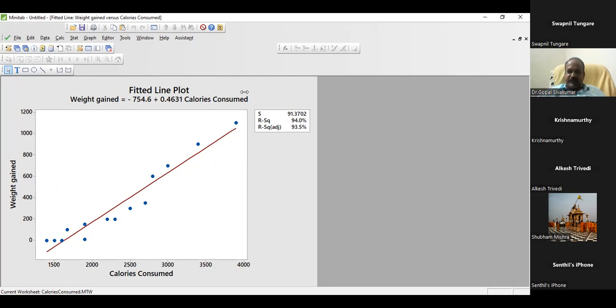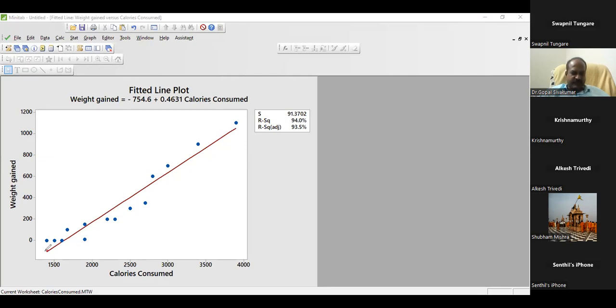Okay. Then what is this minus 754.6? That is a constant term in your regression equation. That is called y-intercept. It means if I extend my line towards y-axis, where the line will cross the y-axis.